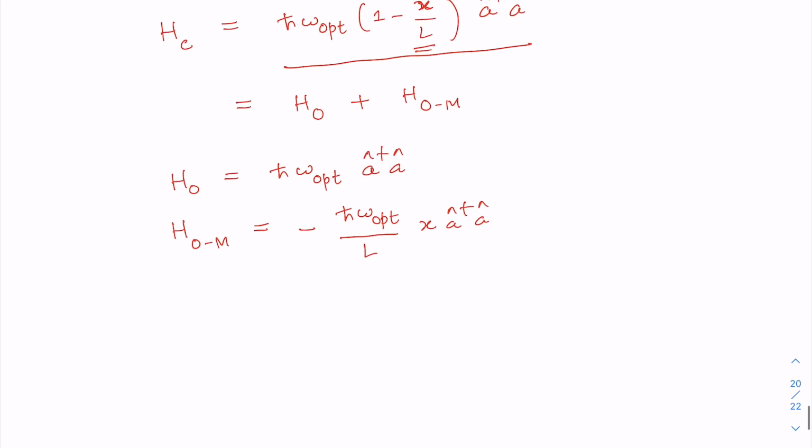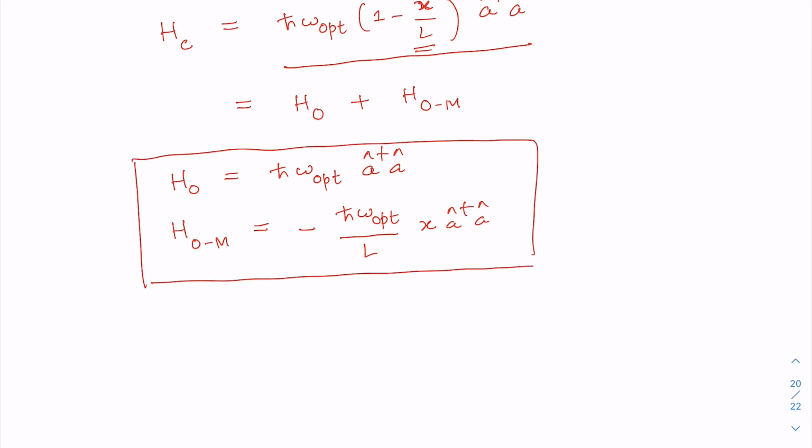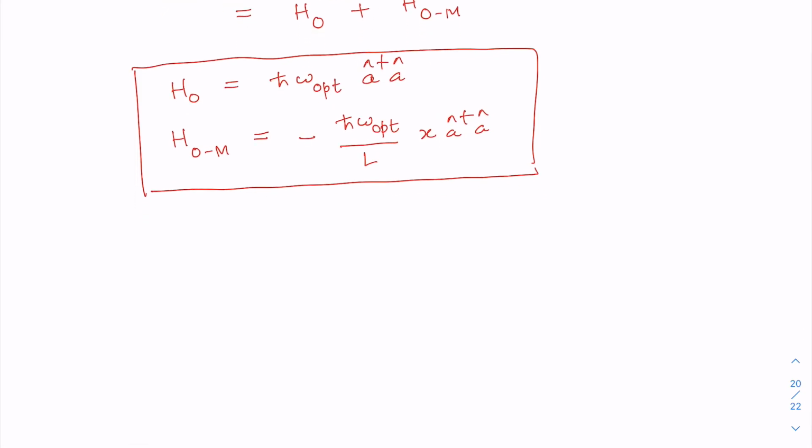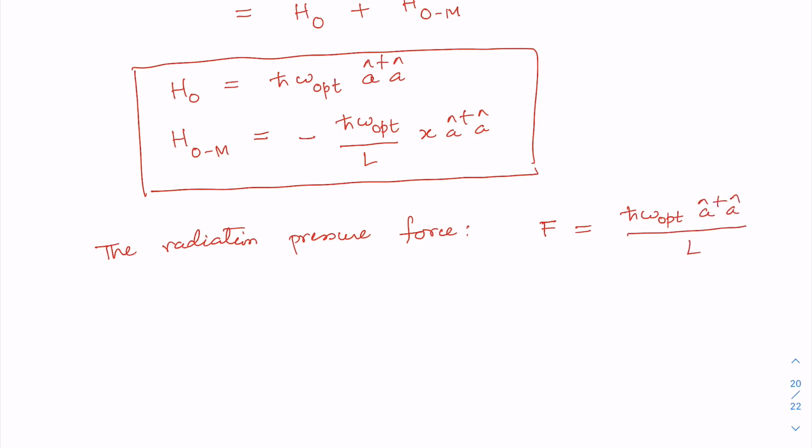Okay, so these are important quantities. What about the radiation pressure force? It's easy to see that the radiation pressure force would be h cross omega opt a dagger a divided by L. Okay, let me explain it.